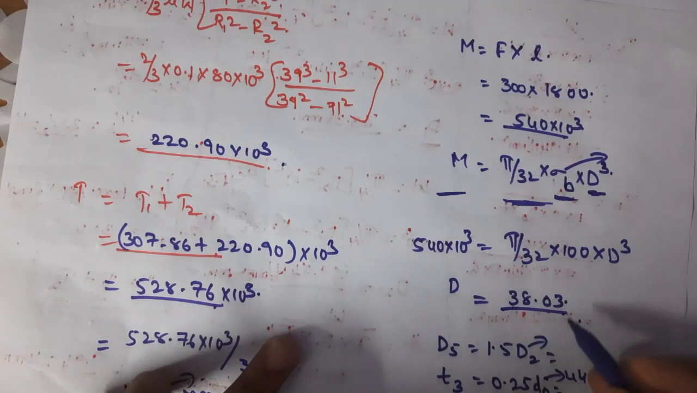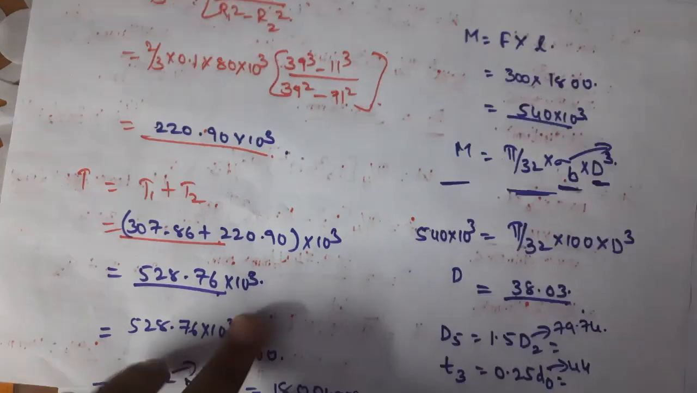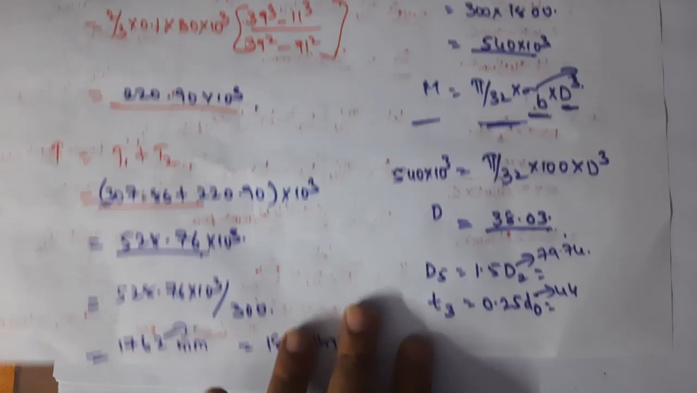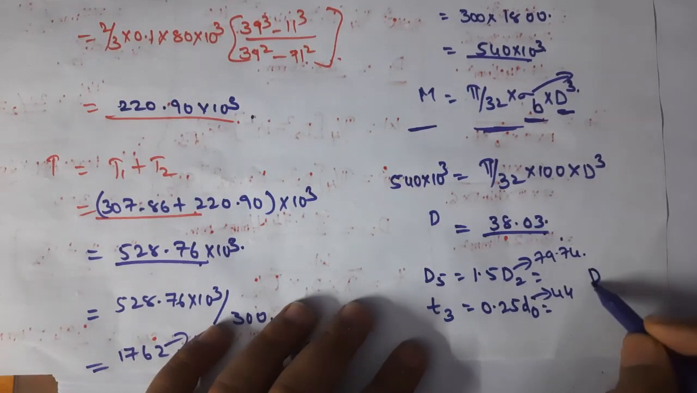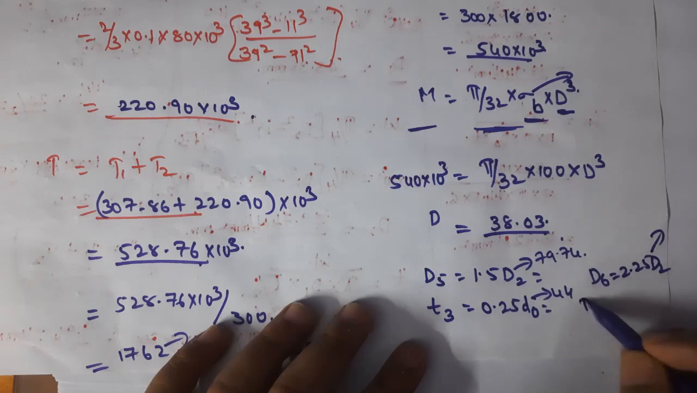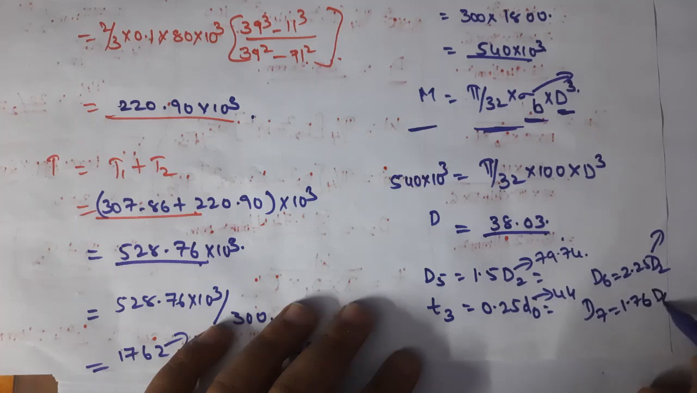This will be 79.74. Okay, and later we need to calculate the inside diameter at the bottom of the body and the outside diameter at the bottom. The inside diameter can be calculated as D6 is equal to 2.25 into D2, the same D2 value, and D7 is 1.76 into D6. So that gives the outside diameter at the bottom.